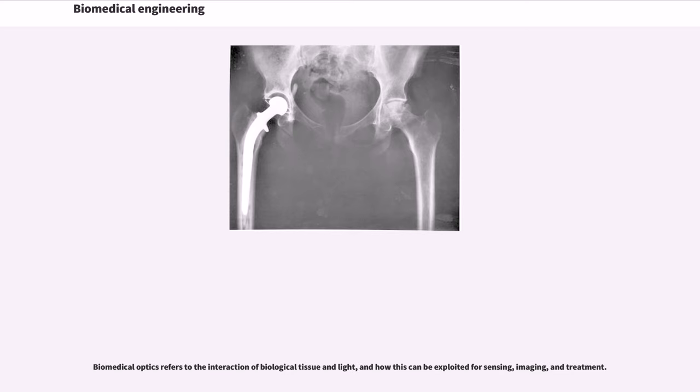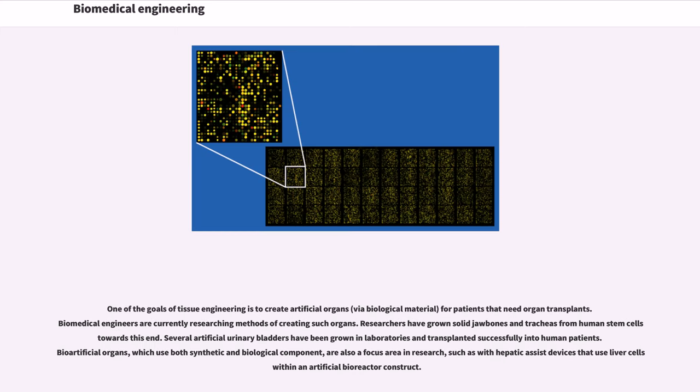Biomedical optics refers to the interaction of biological tissue and light, and how this can be exploited for sensing, imaging, and treatment. Tissue engineering, like genetic engineering, see below, is a major segment of biotechnology, which overlaps significantly with BME. One of the goals of tissue engineering is to create artificial organs, via biological material, for patients that need organ transplants. Biomedical engineers are currently researching methods of creating such organs.